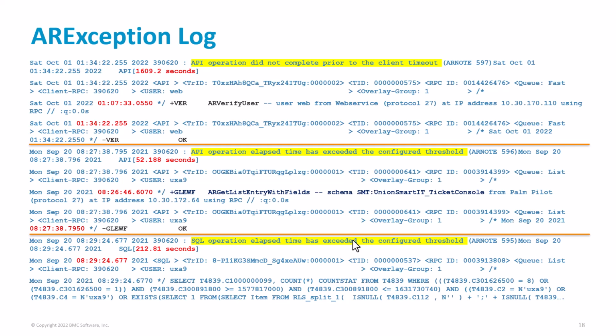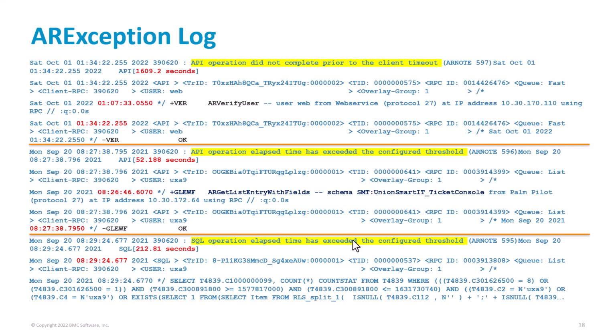The second example is an API operation elapsed time exceeded the configured threshold. So this again is the threshold that you configured for the longest APIs and SQLs. And in this case, it only took 52 seconds, which is still quite long, but the important thing was it was past the threshold that I set. And in this case, it was a query, a get list entry with fields on a schema called SMT Union Smart IT Ticket Console. And some of you may know the SMT prefix means that this was a Smart IT client. So this gives me the API call that took a long amount of time and gives me something to focus on for troubleshooting performance.